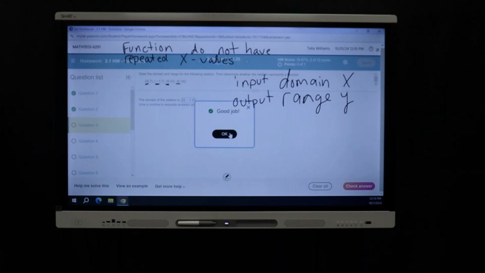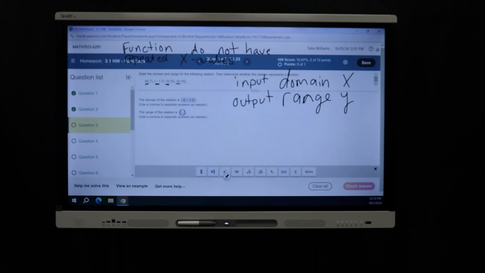So since there were two 6's, you can only type one of them in. Right. This one, they want that range, so do not repeat. I was like, I don't think it says that anywhere. I don't think I overlooked it. But remember, don't repeat them. So since this is 7 and 7 here, we just need one 7, comma, 10, comma, 14.